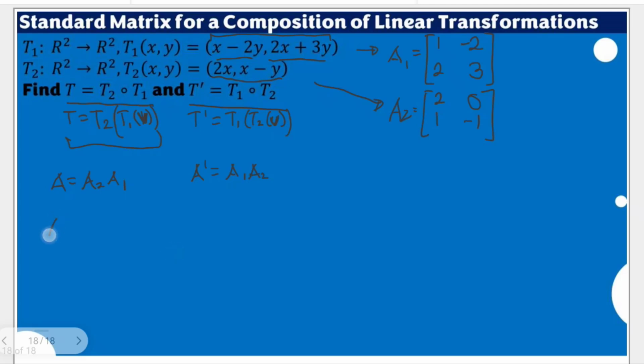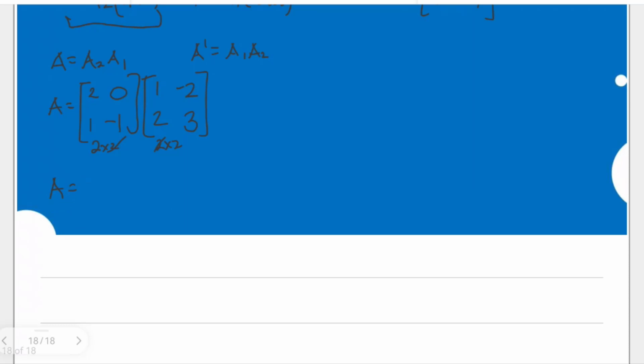So starting with this, the standard matrix for the composition of the linear transformation T, described as the composition of T sub 2 and T sub 1, is the product of A sub 2, which is 2, 0, 1, negative 1, and A sub 1 being 1, negative 2, 2, and then 3. So simply multiply these two matrices, and since this is a 2 by 2 matrix as well as this, the product is defined.